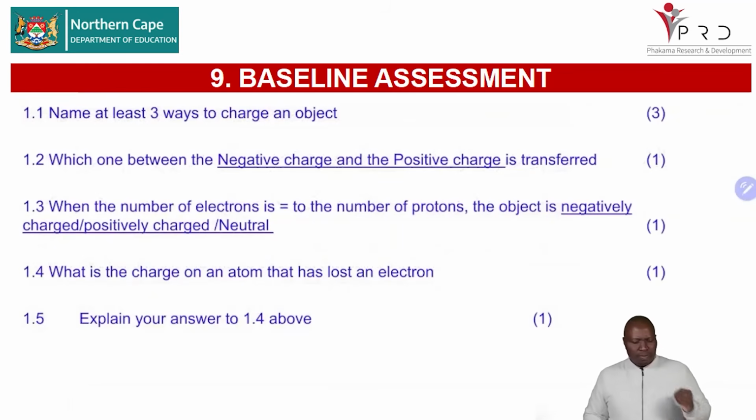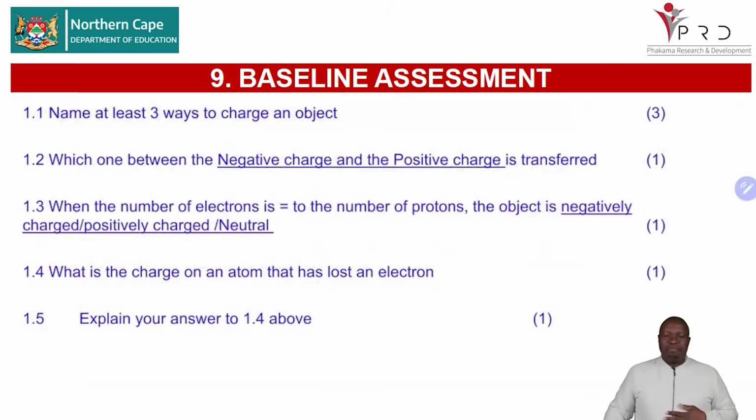Now, let's check our baseline. The first question there was, name at least 3 ways to charge an object. So the object, how do we charge? Whether it's positively charged or negatively charged, how do we charge them? You can think about it.